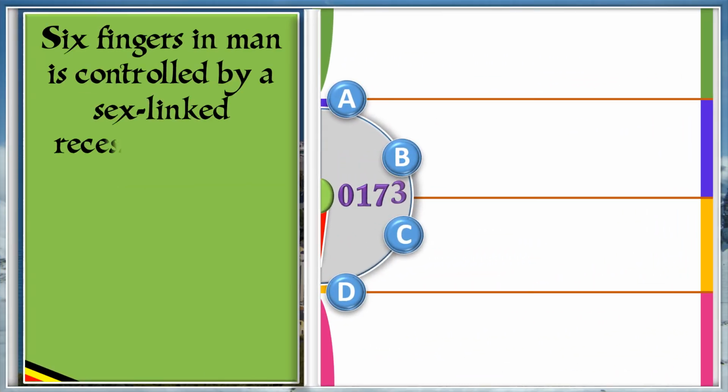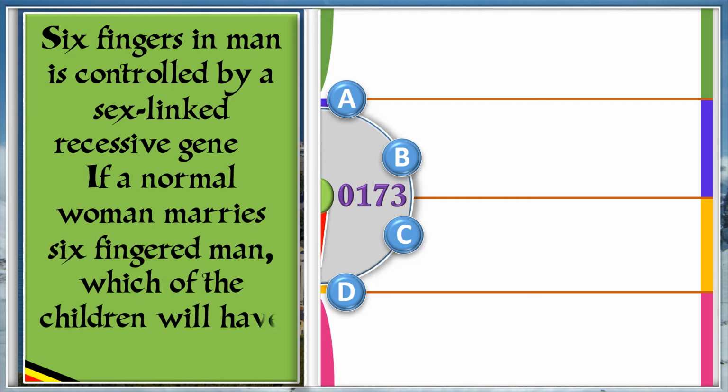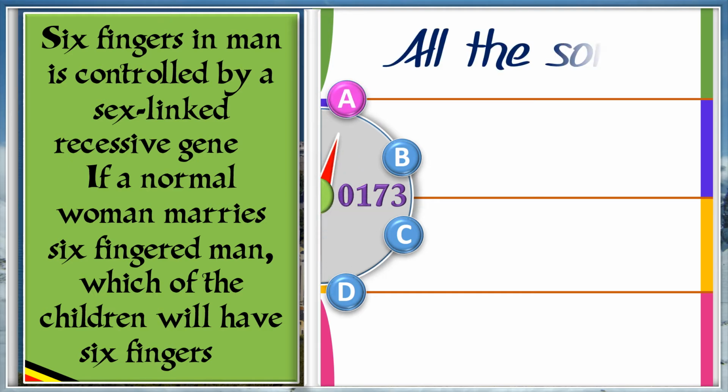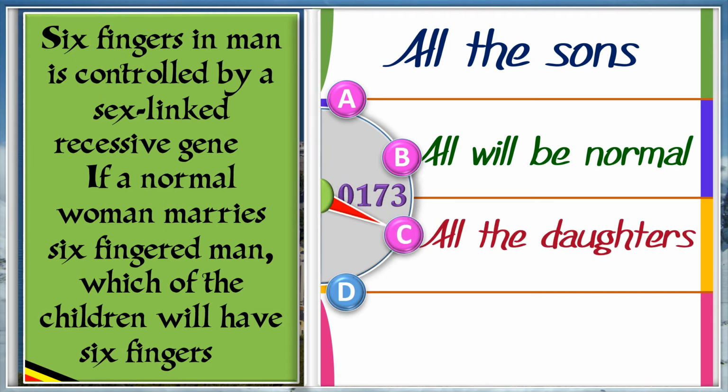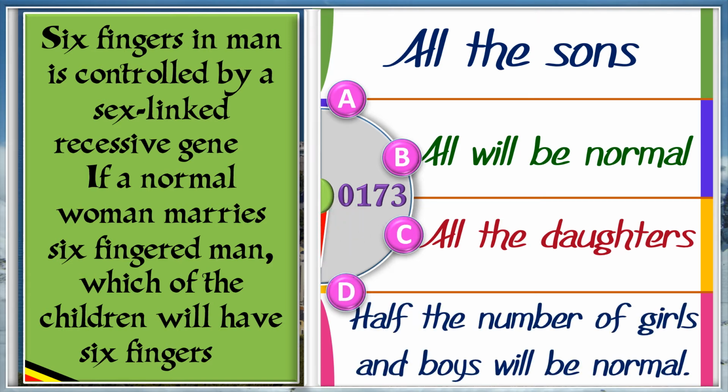Six fingers in man is controlled by a sex-linked recessive gene. If a normal woman marries a six-fingered man, which of the children will have six fingers? A. All the sons. B. All will be normal. C. All the daughters. D. Half the number of girls and boys will be normal. And the answer is B. All will be normal.